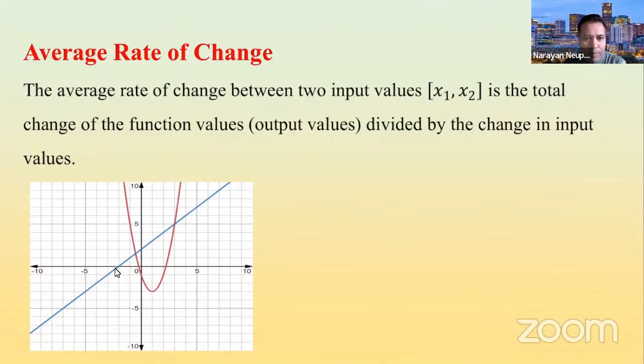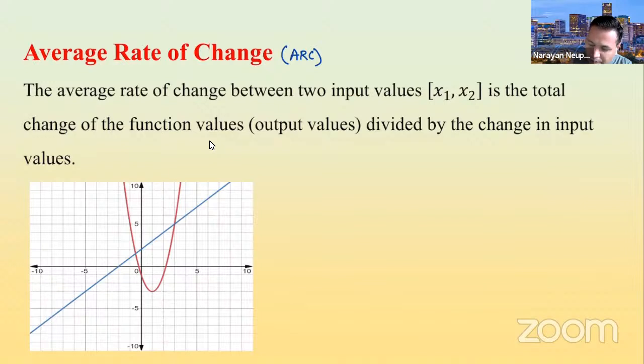As I'm explaining the thing here, make sure you copy the thing in your notebook for future reference. The average rate of change, sometimes we write it as ARC, average rate of change, okay? Average rate of change between two input values, x1 and x2, is the total change of function value. See, that is how we define.